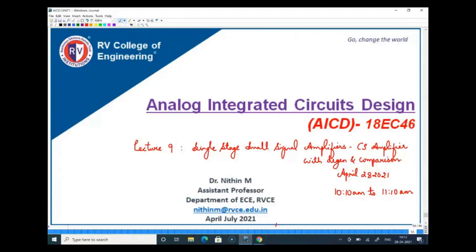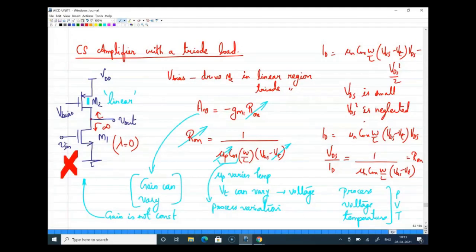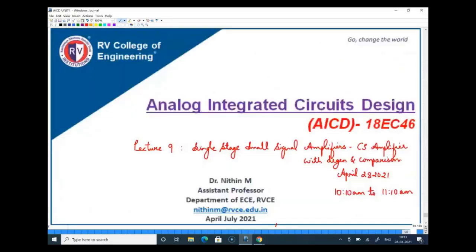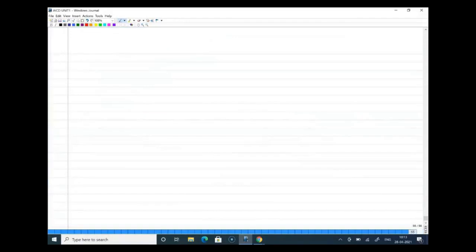So in today's class, we'll continue our discussion on small signal amplifiers. What we're discussing now is the CS amplifier. In yesterday's class, we looked at the other two loads, like the triode load and the current source load. So before continuing with the last variety, which is the common source amplifier with a degeneration resistance, let us first compare the previous circuits and summarize the circuits we have studied so far.